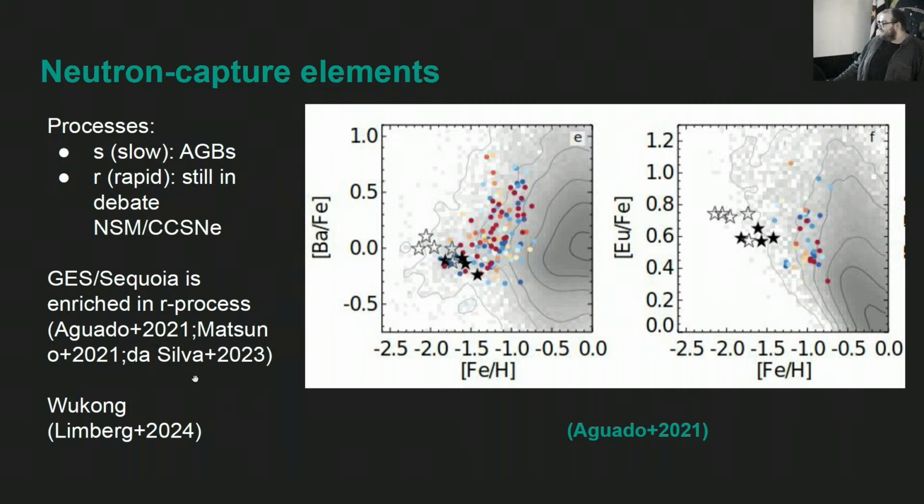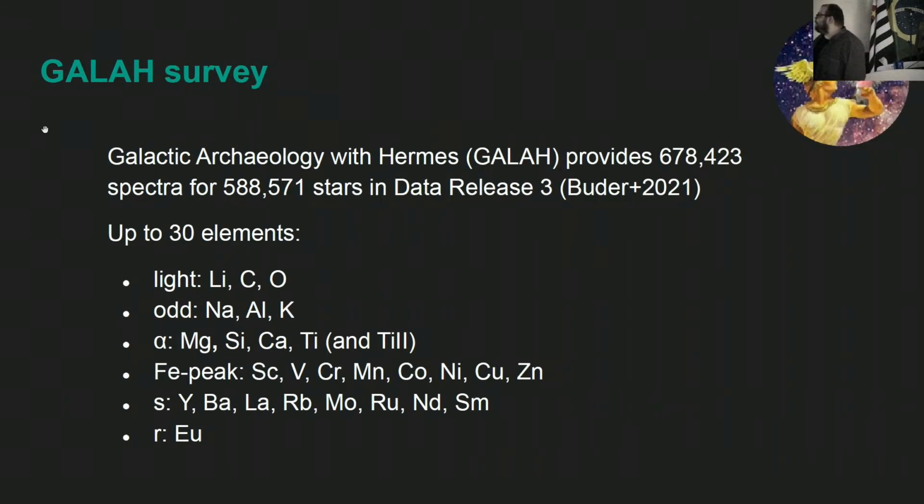Guilherme Lindbergh published this paper in 2024 about another dwarf galaxy of the Milky Way, and proposed that the enrichment in r-process in dwarf galaxies is mainly explained by the neutron star merger model. But we are going to talk about that a little bit more.